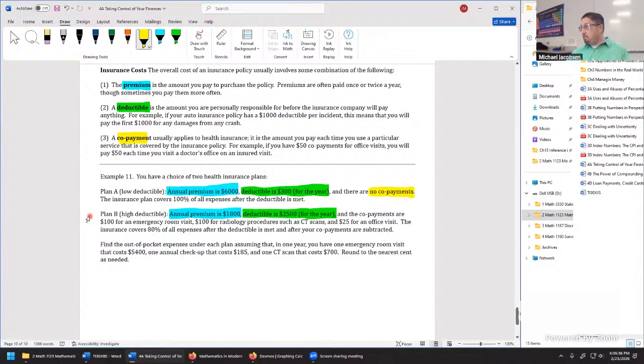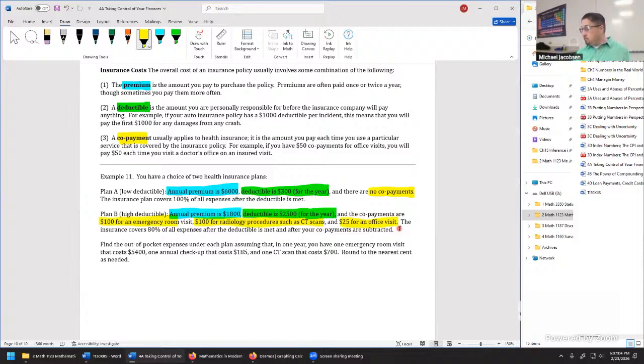It says for this plan, co-payments just depend on the events that occurred. For an emergency room visit, it's $100 co-payment. That already kind of hurts. $100 for radiology appointments, such as CT scans, it says, and $25 for an office visit. That sounds about right. I think for my insurance, it's either $20 or $25 for each visit.